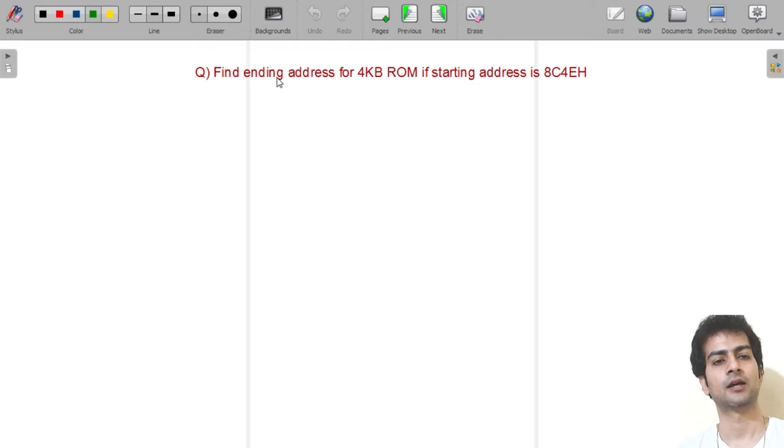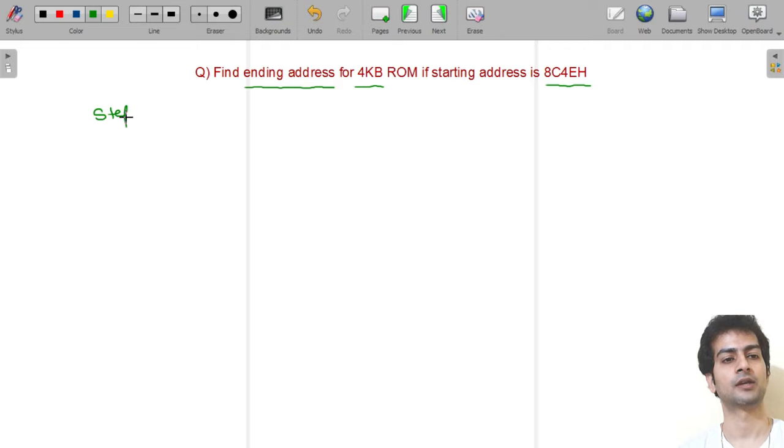See, here it is given that we have a ROM whose capacity is 4 KB, and it is also given that the starting address is 8C4EH. We are asked to find the ending address. So what will be our approach?